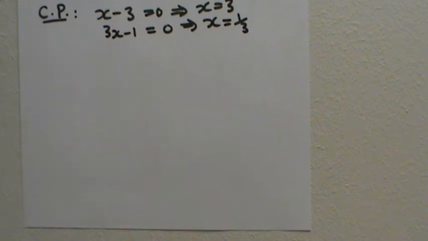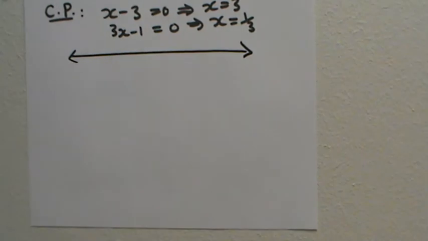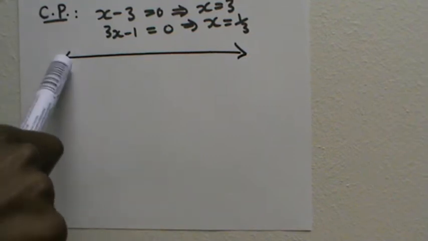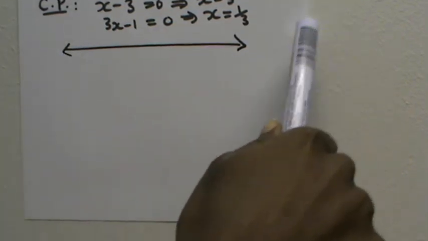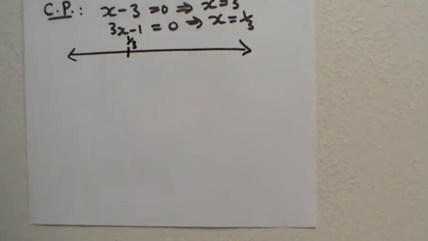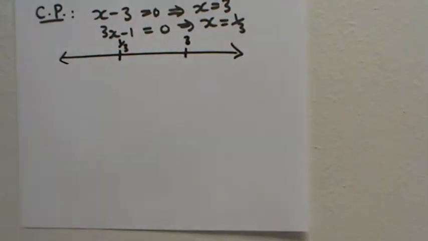Now those points are critical, or important, because they tell me how to partition my number line. So what I will do here is draw a number line, and then place these two numbers on the number line. They must be in the correct order. Now if you're going from minus infinity to infinity, you will obviously get to 1 over 3 first. So I have 1 over 3 over there, and then sometime later I will get to 3.